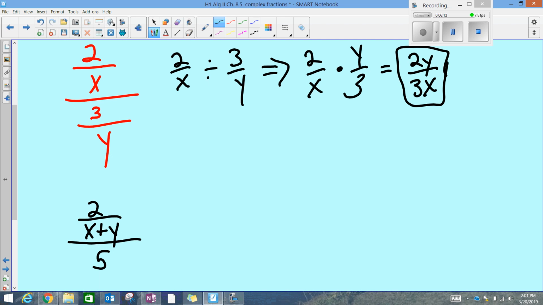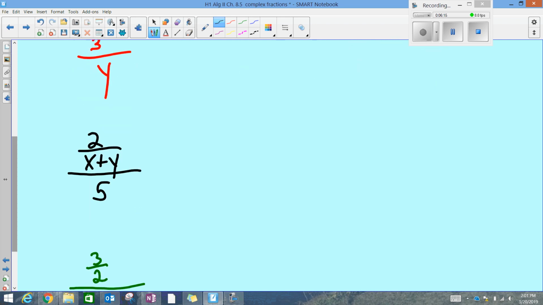Okay? Now look at this next one. I've got 2 over x plus y, and that x plus y, even though it's a plus sign, really is not an addition problem, right? It's just a denominator that happens to be a factor family. So my top fraction is 2 over x plus y. My second fraction, I need it to be a fraction, so I'm going to make it 5 over 1.